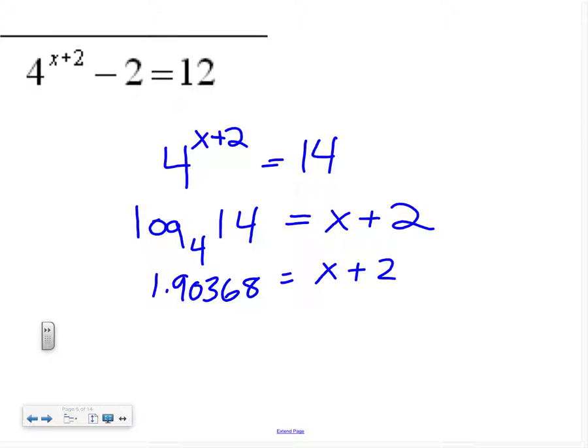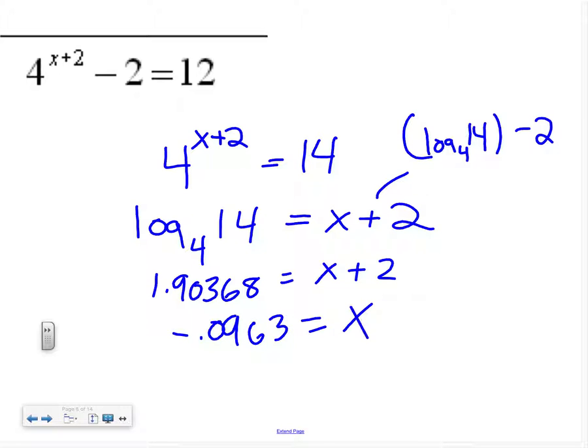Could you just subtract 2? Yeah, you could certainly write this as log base 4 of 14, right, minus 2. You do not want to make it the log of 12, right, because that's not in the log there. Okay? Does that make sense? All right. And you're going to get negative 0.0963. Okay? So the whole point of these exponential equations is you get the exponent alone, then you write it as a log and just solve it the way you know how using algebra. Okay?